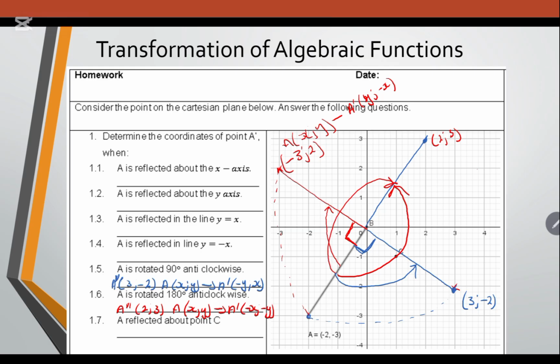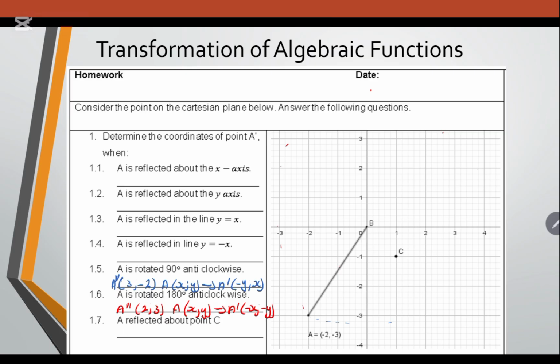And it doesn't matter whether you're rotating anti-clockwise or clockwise direction, the coordinates will be the same. Then lastly, we look at the reflection about a point. We need to reflect point A about point C. So reflecting about a point is not a line. That rule that says draw a line from the point you are reflecting to the line of reflection at right angle to the reflection line, it doesn't apply. We are reflecting about a point.